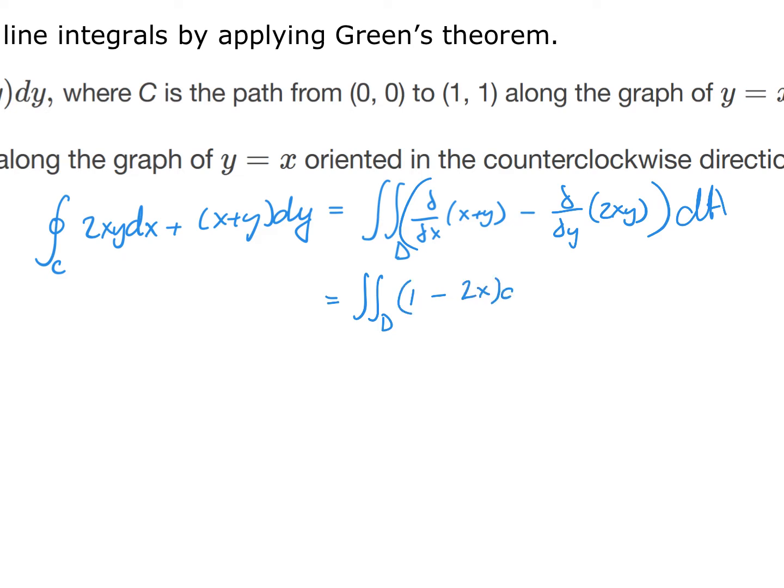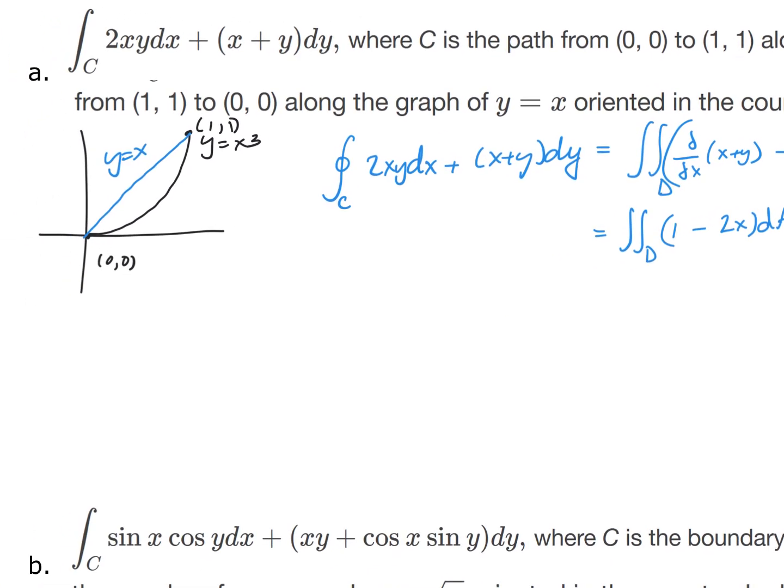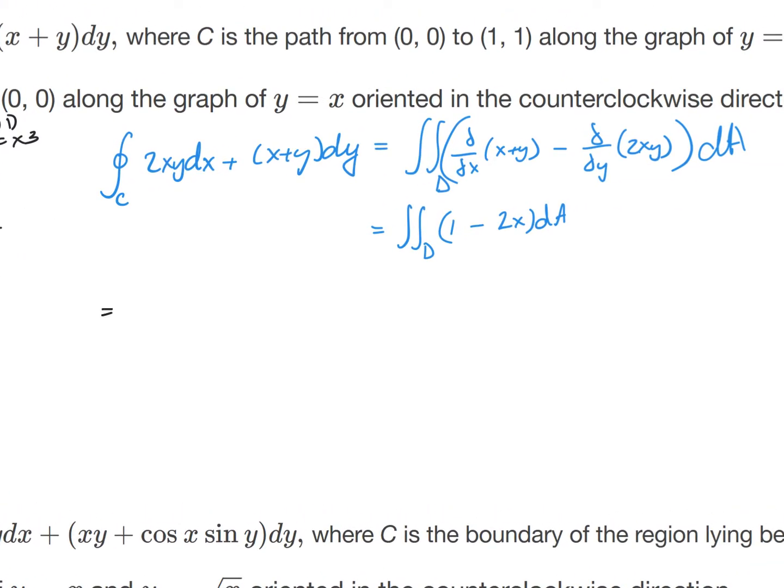And then I'm just going to have a dA. Now I've got to decide who I want to integrate with respect to first. And I think I'm going to integrate with respect to y first. And y is going to be bounded from below by x cubed and above by x. So this is going to be equal to the integration. I'm going to be bounded from below by x cubed, and from above by x.